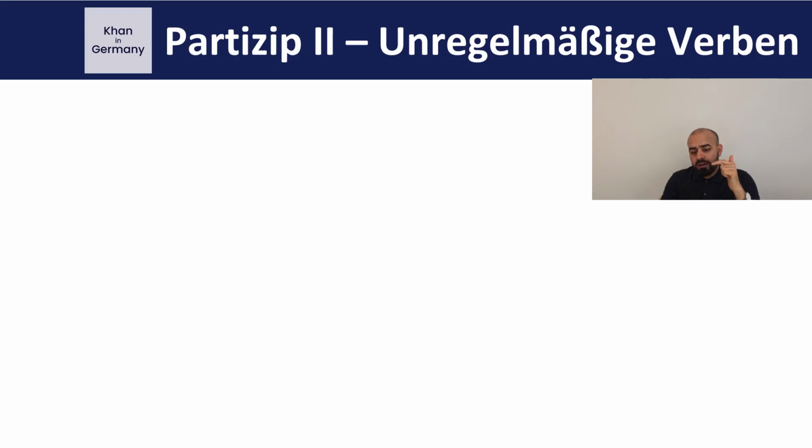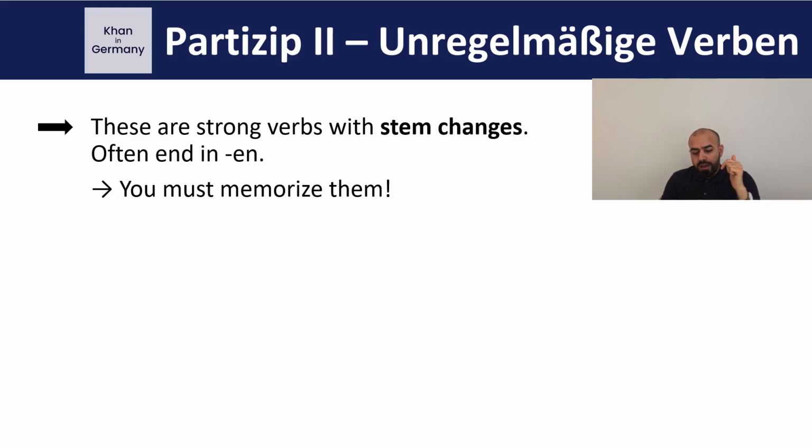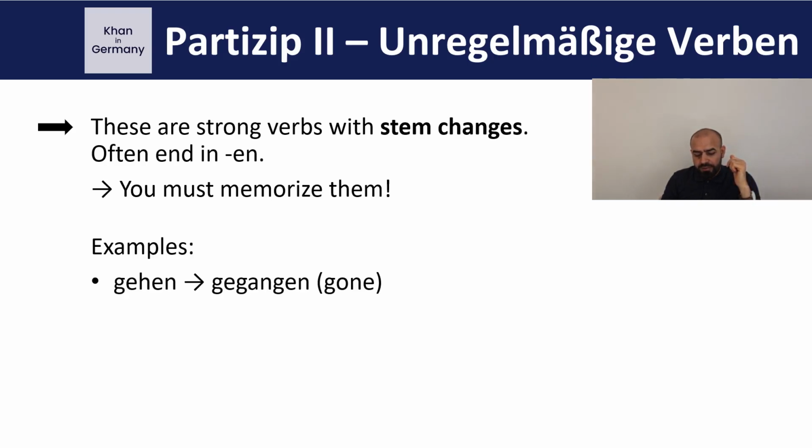If you have an irregular verb, you also have to use it at the end of the sentence. There are some rules for that, but mainly you have to watch out that the verb stem might change. You have to add GE, maybe or maybe not. It depends also on the context. And oftentimes you have to end the verb with EN at the end. So these are also called strong verbs, where the stem changes, and you have to memorize them by heart. Examples of that are gehen, for instance, gegangen.